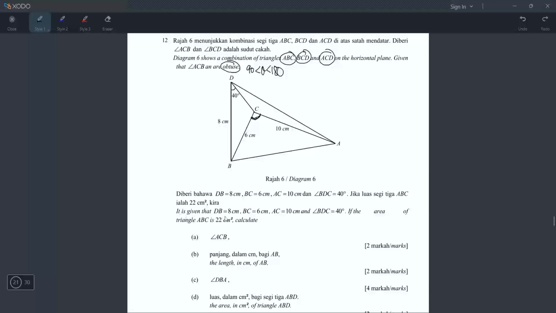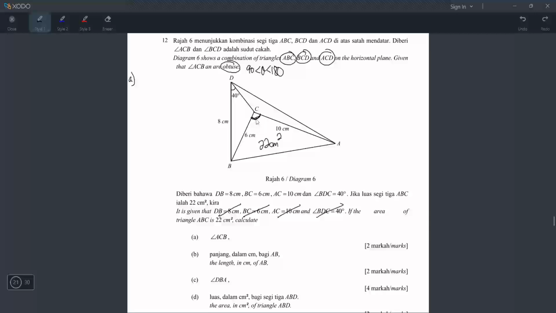So let's see. It is given that DB is 8 cm. Let's label. Okay, they already label. And then BC 6 cm, they already label. AC 10 cm, sudah label. BDC 40, sudah label. If the area of ABC is 22, mana ABC? Okay, this one is 22 cm square. Calculate the angle ACB. Okay, this is quite easy.